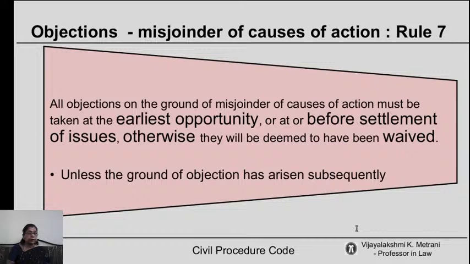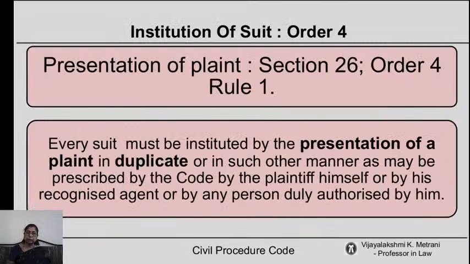Okay, now after that, actually filing the suit. Actually filing the suit in the sense, what is the procedure of filing? What is the procedure of filing? That we discuss under Section 26 and Order 4 Rule 1. These go together. Section 26 speaks about the substantive part, that is, every suit must be instituted by the presentation of a plaint. Order 4 Rule 1, when we join these, the provision is that every suit must be instituted by a presentation of a plaint in duplicate. So what is the procedure?